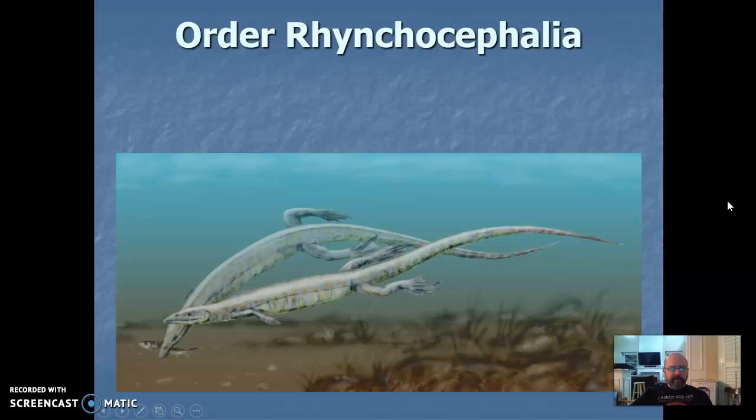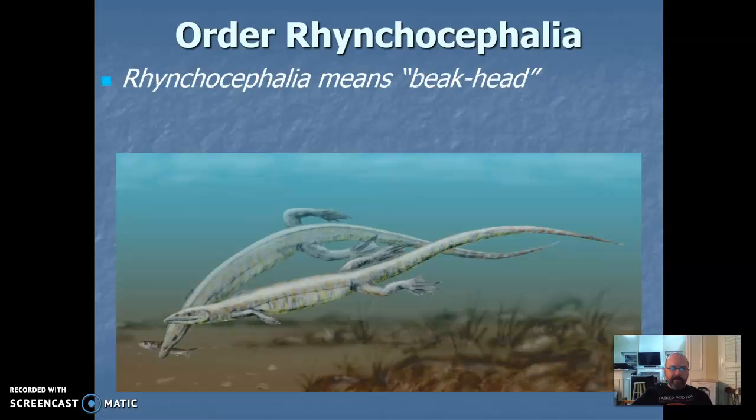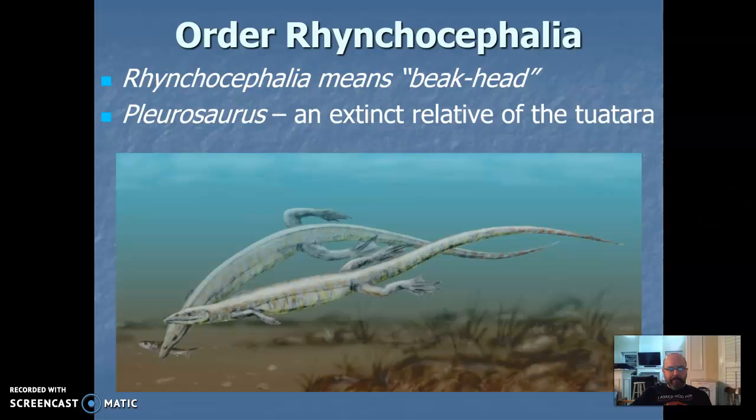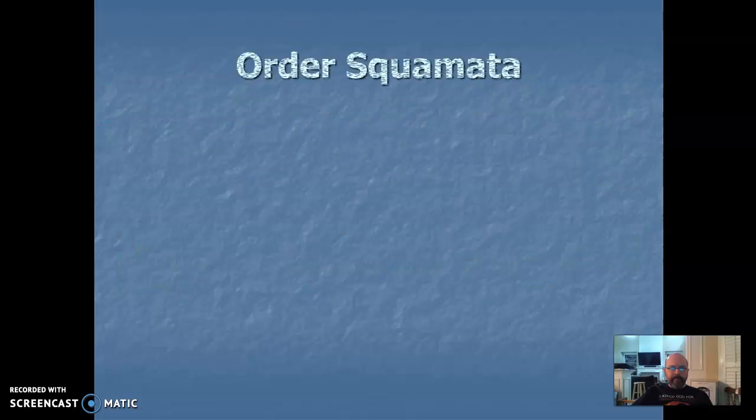All right, so rhynchocephalians, these are some extinct rhynchocephalian ancestors. The name rhynchocephalia means beak head. The Pleurosaurus is what this guy is known as, the extinct relative of the tuatara. So they were around back in the hundreds of millions of years ago during the early days of this group branching out from the rest of the reptiles.